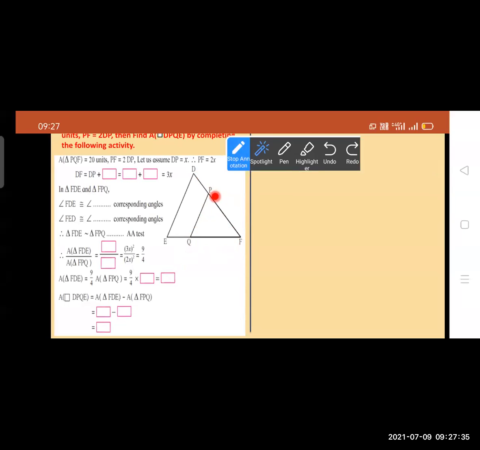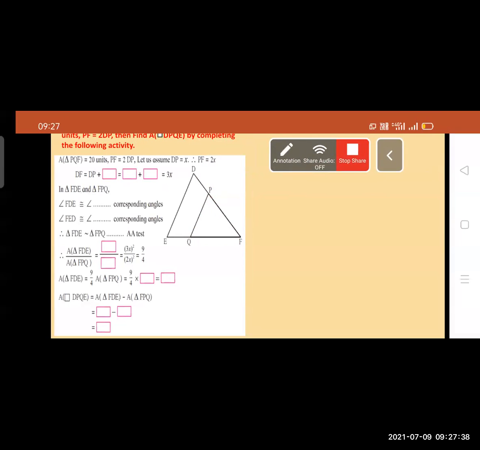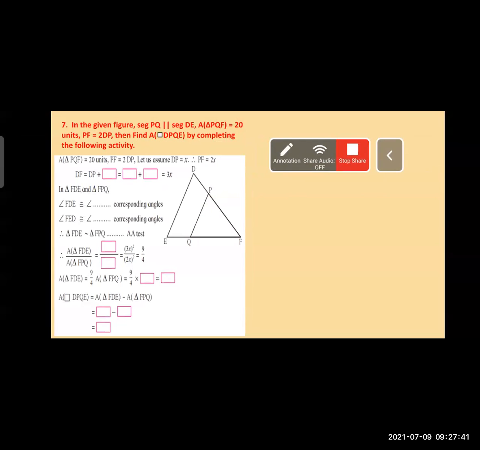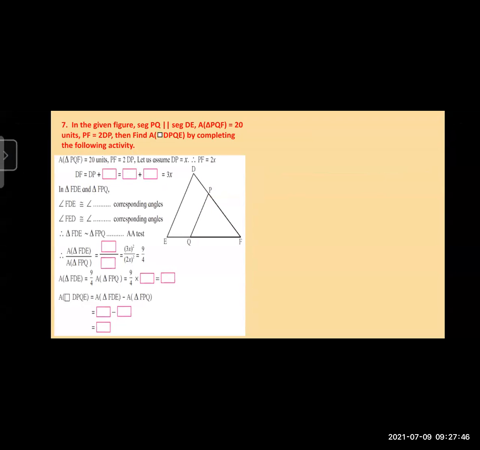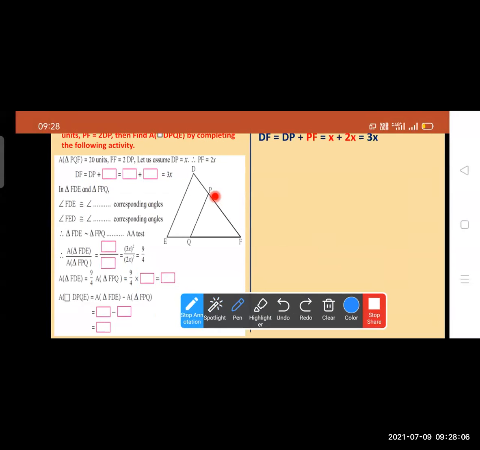Okay, so let's start. Assume DP is equal to X. Then PF is equal to 2X. If DP is X, then PF will be 2X. DF is equal to DP plus PF. DP is X and PF is 2X, so DF is equal to 3X. In the first box we write X plus 2X is equal to 3X. So here I fill all the boxes.